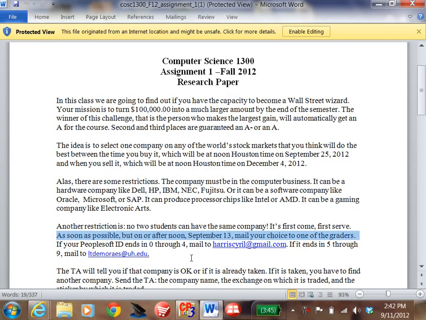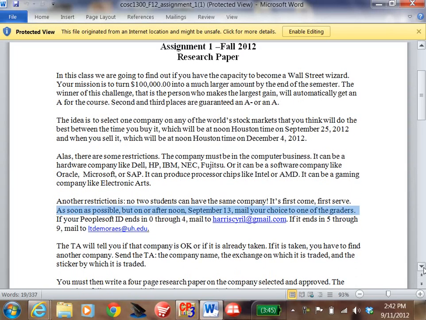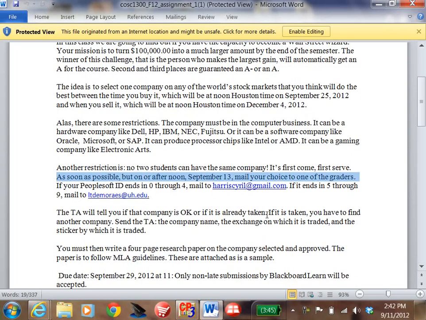so the first people that get their mail in there will have a better chance on that company. The TA will tell you if that company's okay, or if it's already taken. So maybe you ought to have 2 or 3 companies ready, just in case. Or a company that you think people don't know much about, right? That you think is going to do good. If it's taken, you'll have to find another company. So the TAs are going to be right at their computers.